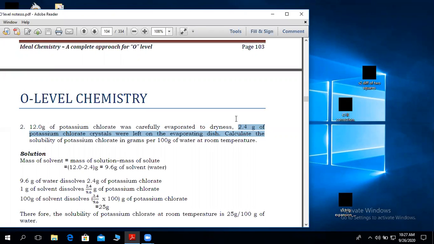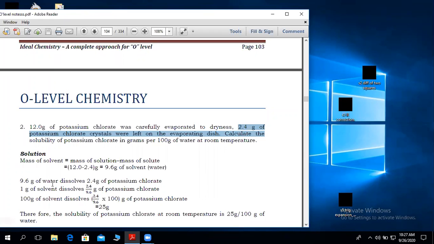So here, you first get the mass of water, and the mass of water will be the mass of the solution, which is 12, and you subtract the mass of the solute that remained. So mass of the solvent, which is water, will be 12 minus 2.4, and that gives us 9.6 grams of the solvent. The mass of water is now 9.6 and the mass of the solute is 2.4, and we want the solubility.